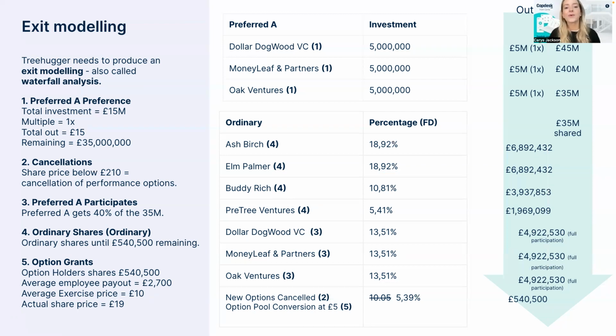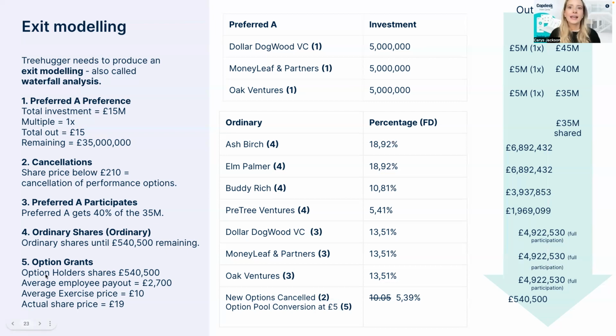And lastly, something quite interesting, just as we started with Ashanel, we should finish with Ashanel. What you can see in this case is that even though they exit for 50 million, they actually only get around 6.9 million out. And I know we can't feel too bad for Ashanel, and I certainly would not be turning down 6.9 million. But I do think it's an interesting point to make.